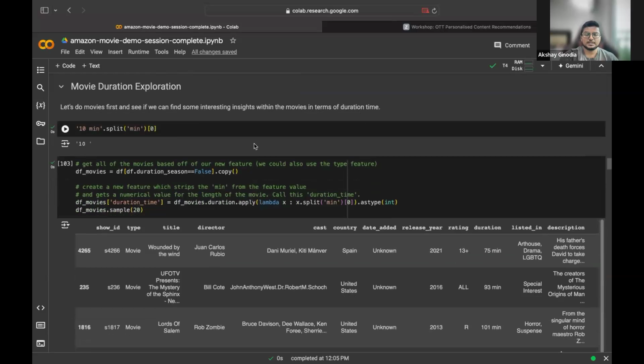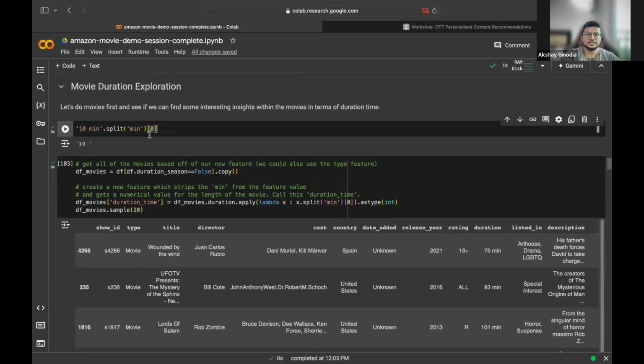So now, like I said, I want to convert the duration into numbers so that I can do some extra exploration. That's what I'm going to do. I'm going to do the split again. This time I'm doing the split on the identifier min. I can do it on anything.